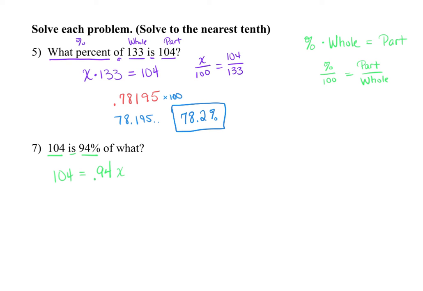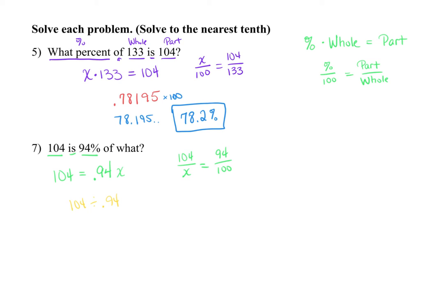So once again, I am going to divide. If you set this up as a ratio, my part is the 104. My whole is what's after the of. I don't know it. That equals my percent, 94 over 100. All right. Either way, when you divide, you're going to end up dividing 104 by 0.94.